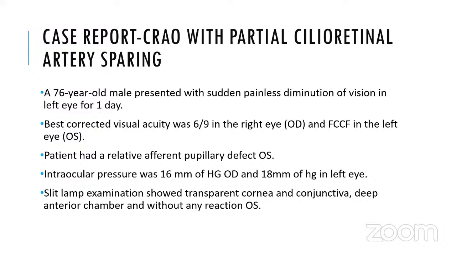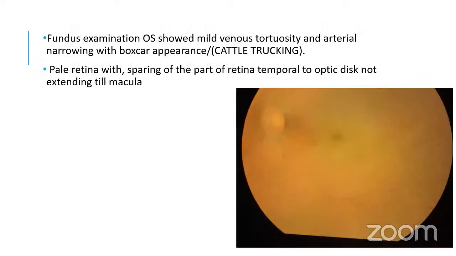So we'll start with the first case, CRAO with partial cilioretinal artery sparing. We had a 76-year-old male who presented with sudden painless diminution of vision in the left eye for 1 day. The BCVA was 6/9 in the right eye and finger counting close to face in the left eye. The patient had an RAPD in the left eye. Intraocular pressure was 16 mm Hg in the right eye and 18 mm Hg in the left eye. Slit lamp examination showed transparent cornea, conjunctiva, and deep anterior chamber without any reaction in the left eye. Fundus examination showed mild venous tortuosity and arterial narrowing with boxcarring.